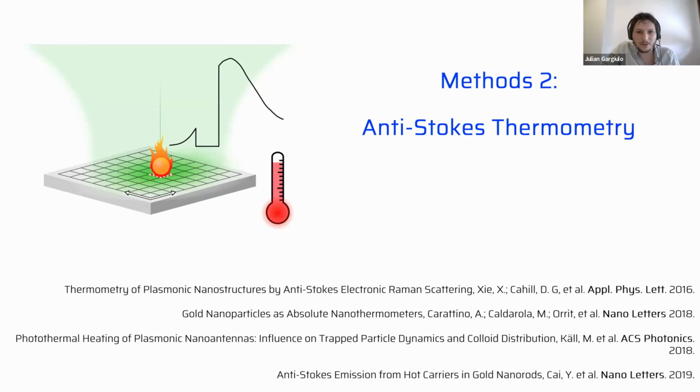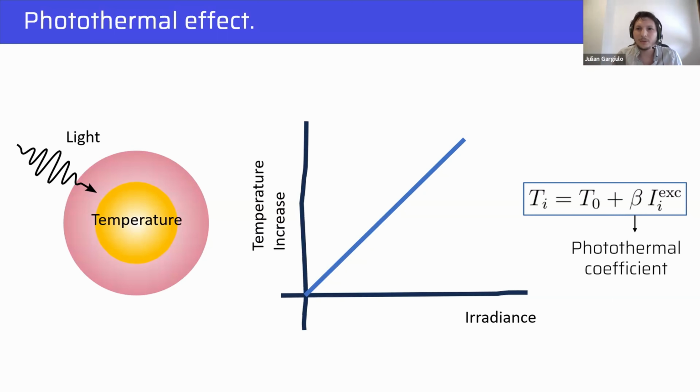And I'm sure you will agree with me that all we need to characterize the system is this linear response, the slope of this linear trend. So that slope is what we call the photothermal coefficient, beta. Starting at this point, I will refer to the photothermal coefficient many times. Pay attention, it is the slope of the temperature increase versus the irradiance.